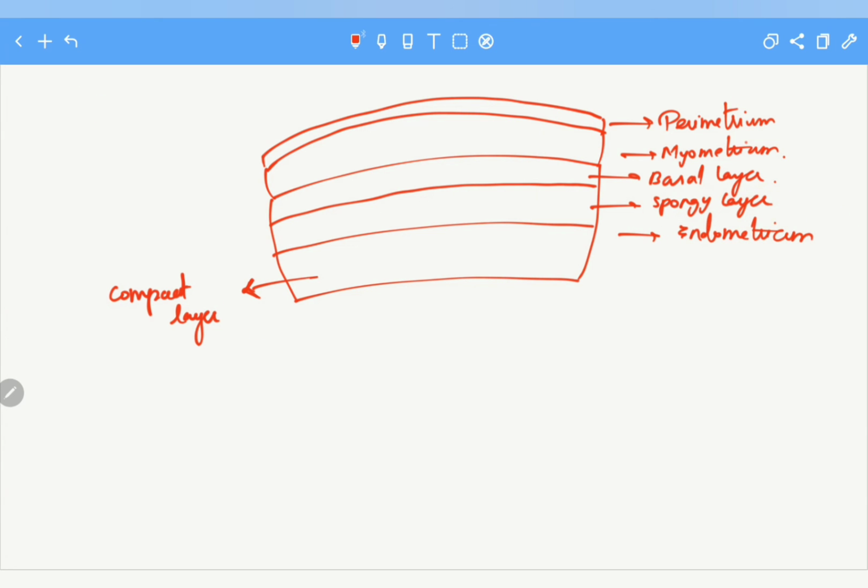During the menstruation, only the compact layer and the spongy layer are lost, but the basal layer never peels off from the uterus. It is only the compact layer and the spongy layer that are lost during the menstrual period. So you see, this is the epithelial cells lining the endometrium.